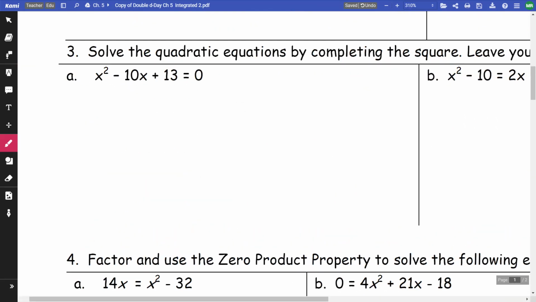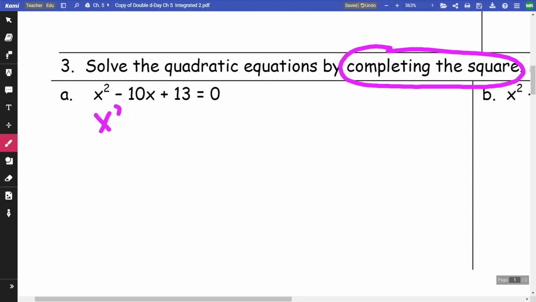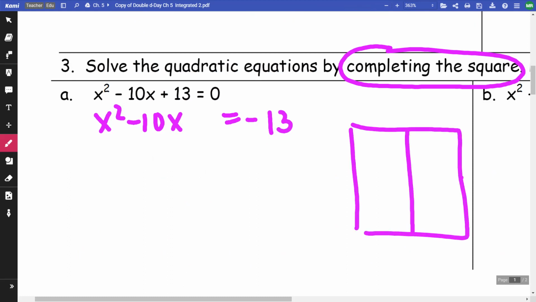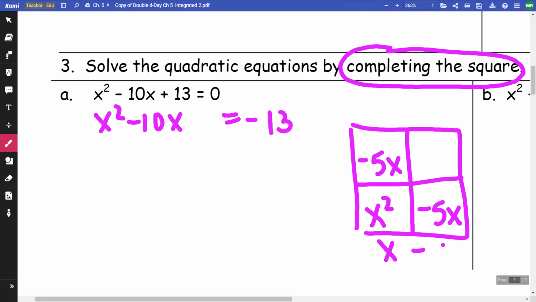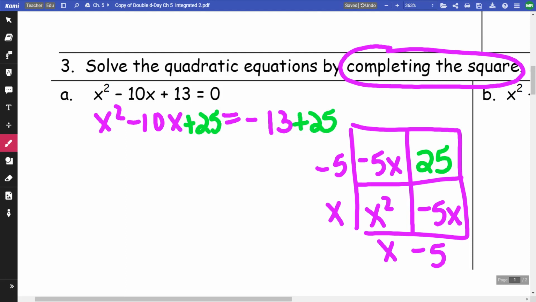Number 3, we are going to be solving these by completing the square, and we want to leave it in exact form. So I am going to take the 13 to the other side. So I'm going to have a minus 13. I'm going to do a box. So I'm going to have an x squared. I'm going to split my -10x as a -5x and a -5x. So I need to have it always be the same. So I basically cut it in half. And then what's going to make this a perfect square is having that 25 there. So I'm going to add 25 here, and I'm going to add 25 here.